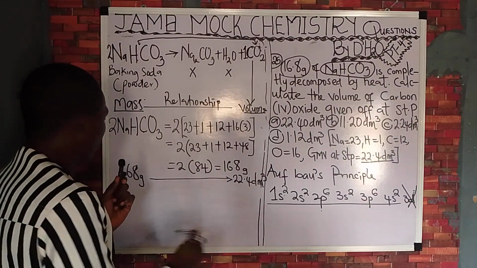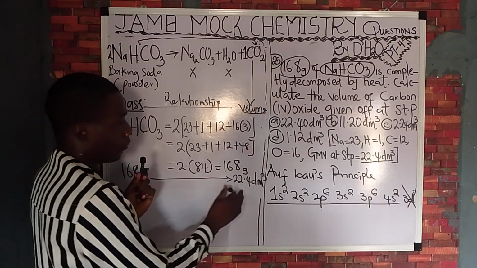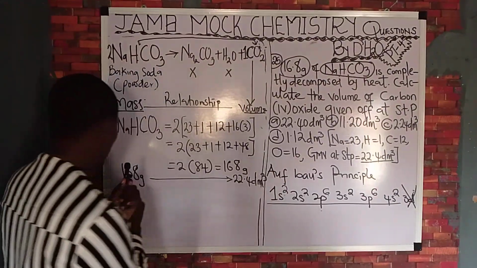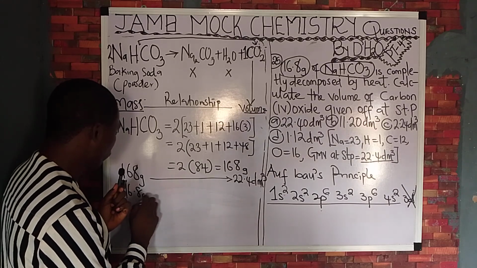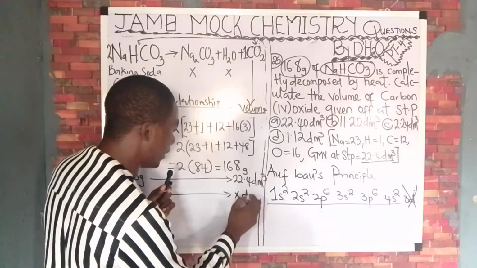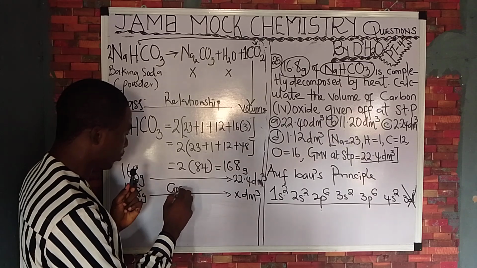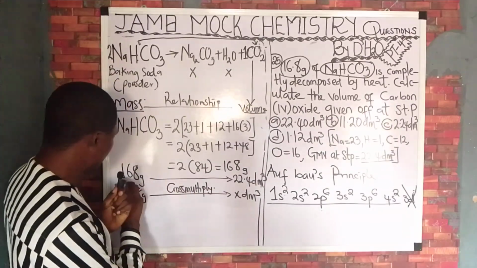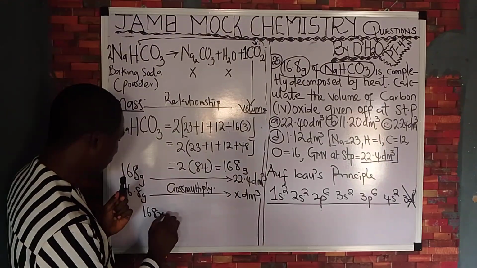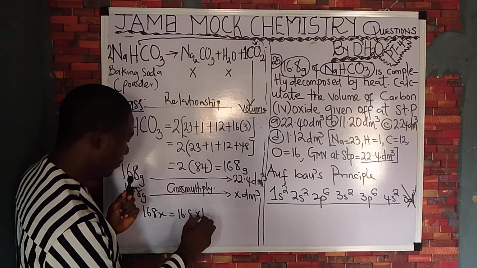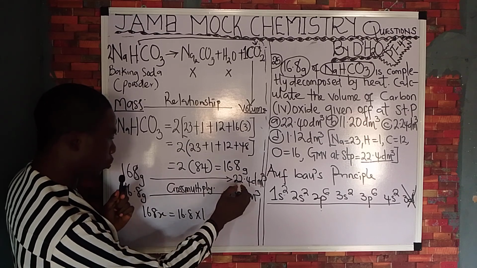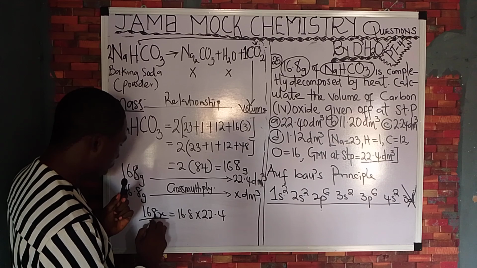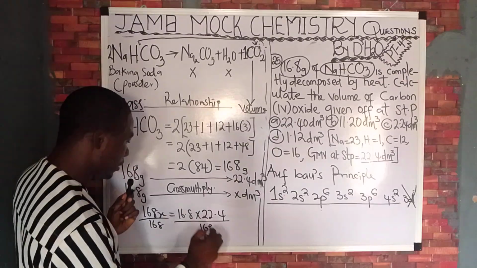Now, let's do this quickly. If 168 grams gives us 22.4 dm³, according to the question, what will 16.8 grams of the compound give us? So 16.8 grams will give us what? X dm³. What do we do here? We simply cross multiply. If you cross multiply, you have x times 168, so 168x equals 16.8 times 22.4. So we divide both sides by 168.